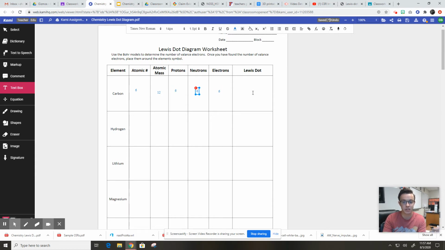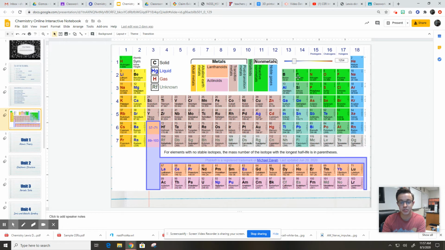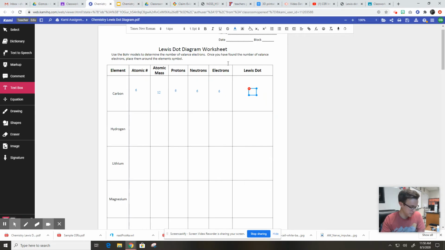Now, Lewis dot structure. How in the world do we draw that? It's actually very simple. First, what you want to do is type the symbol of the element, not the whole name. So if you look at the periodic table, carbon symbol is just the letter C. So we're just going to type a capital letter C. Okay, now I want to make that kind of big. Let's see if I can make the font a little bit bigger. You can play around with this too. That's not bad. You can make yours bigger if you want to. I'm just going to leave it there for time's sake. All right, so we've got our chemical symbol.